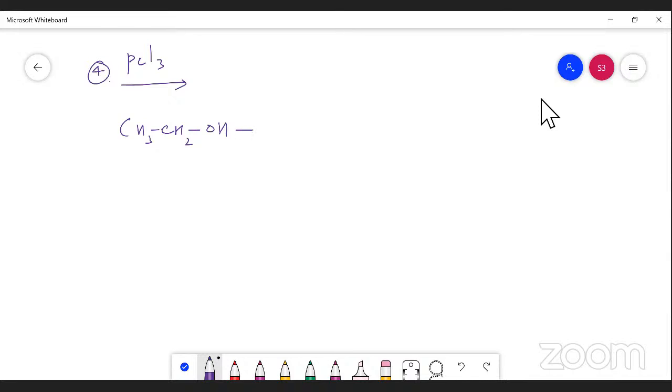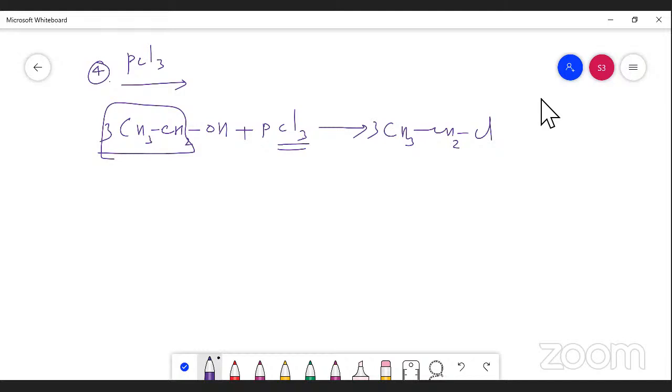I can take phosphorus trichloride. This has 3 chlorines. Now you take 3 moles of alcohol. If there are 3 moles of alcohol, 3 moles of alkyl, and 3 chlorines, all together giving the product, you see, 3 alkyl. Then with the 3 chlorines, you write here 3 chlorine. Balance the equation.